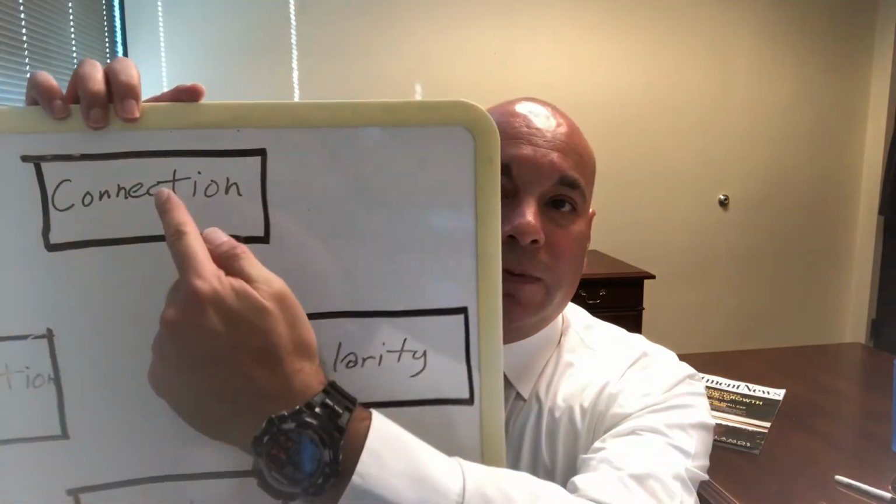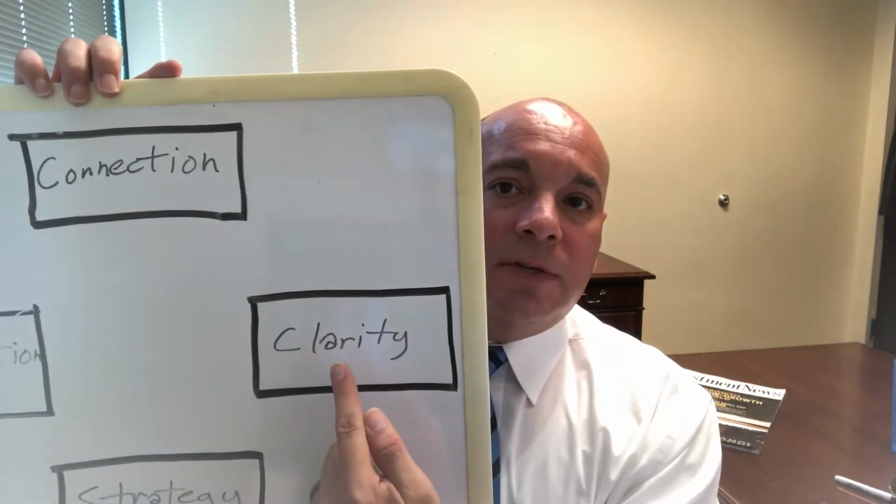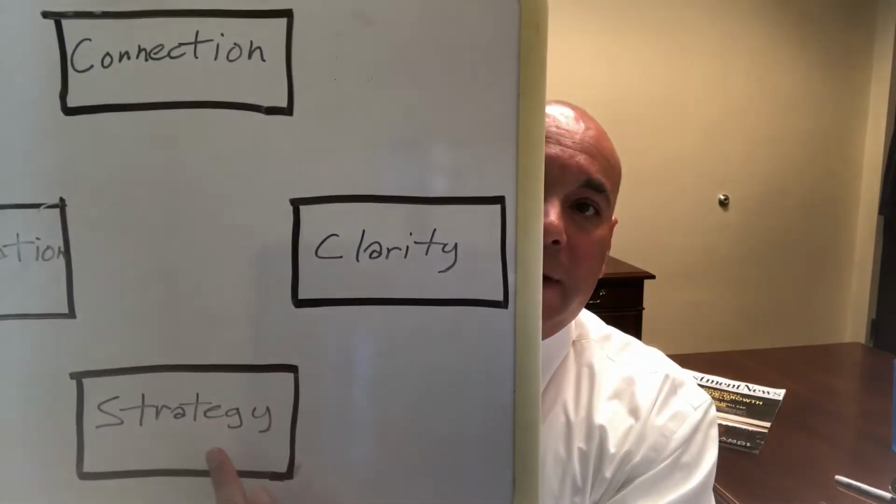So we started with connection, we moved to clarity. Now we're coming down here to strategy. And in the strategy part, we answer the question, what will you do with my money? And that is the question that many clients have, and we want to be as forthcoming and transparent with them as possible. And we actually provide the suitable investments for those clients to help them achieve those goals that they set in the clarity stage.